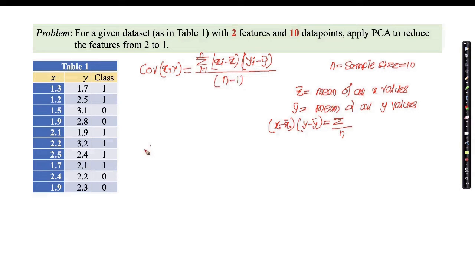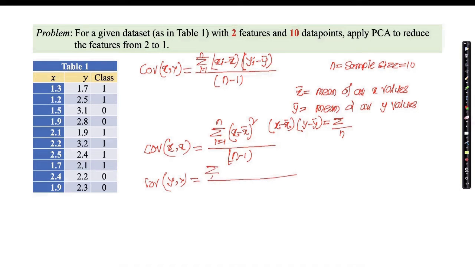Similarly, if we want to compute the covariance of x comma x, the formula is given by, this part will remain the same. Here i equals 1 to n, x minus x bar whole square, and covariance of y comma y is equal to, similarly, i equals 1 to n, y minus y bar whole square, divided by n minus 1. Also, covariance of x comma y is equal to covariance of y comma x.